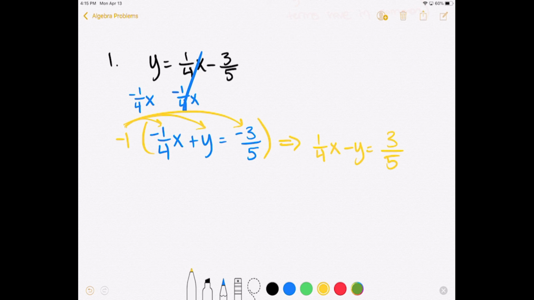Okay? So once we've done that, we can't have fractions. That was the third one. Well, I have fractions right now. I have a 1/4, and I have 3/5. So those are my two fractions. Again, I can't have them. So I'm going to multiply by the least common denominator.